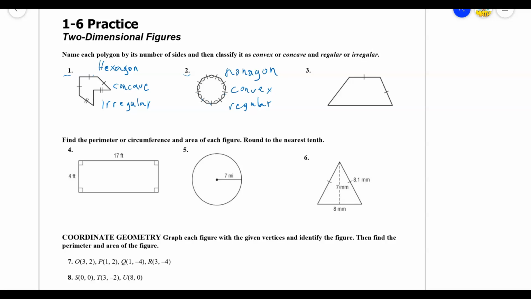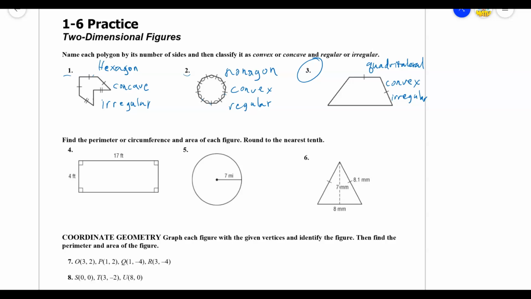Okay, and the last one, let's do all 3 at once. So hopefully we recognized right away this has 4 sides. It's a quadrilateral. Okay, it is convex. It's not caved in. And it is irregular. It only has 2 sides that are equal and doesn't look like any of the angles are equal either. Okay, so it's going to be irregular.